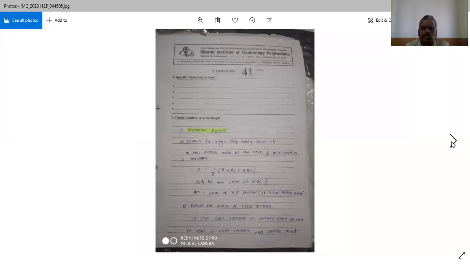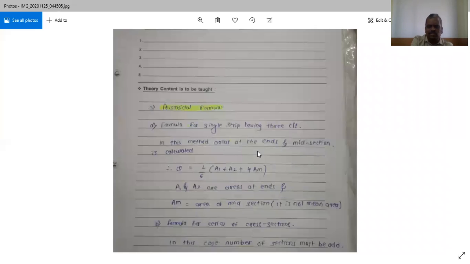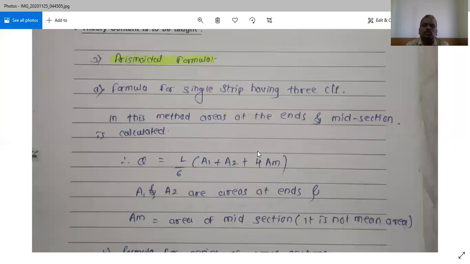I think you have already studied these things in the first year in mathematics, that is, to calculate the volume of different types of sections. Here we are going to see the trapezoidal and prismatic sections. The third thing we have to see today is the prismatic formula.